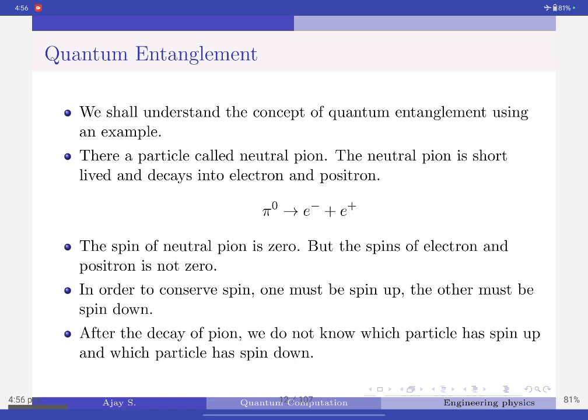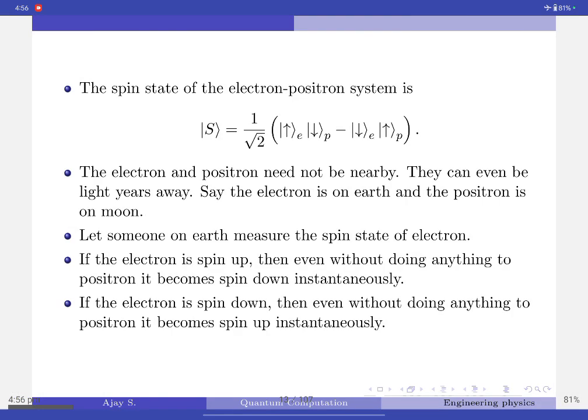After the decay of the pion, we do not know which particle has spin up and which particle has spin down. You could have electron spin up, in which case positron would be spin down. If you have electron spin down, in that case positron would be spin up. The spin state of the electron positron system is given as ket psi is equal to 1 by root 2 times spin up for electron, spin down for positron, minus spin down for electron, spin up for positron. It's in a superposition state.